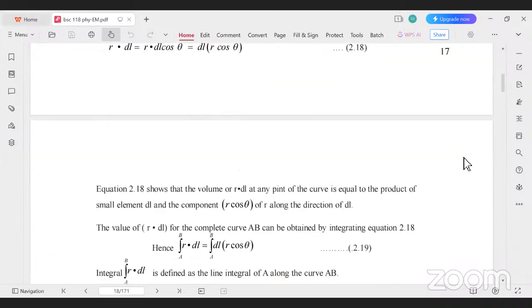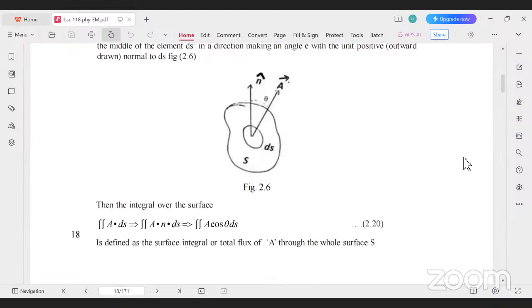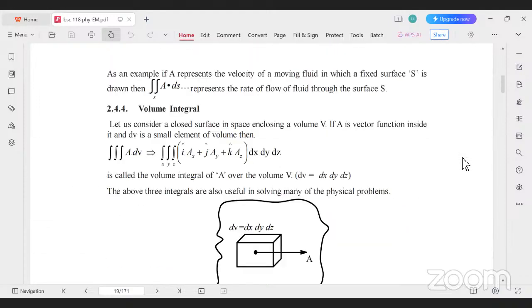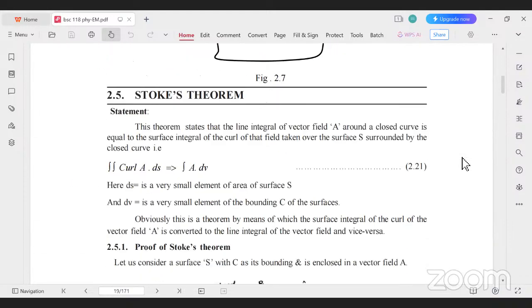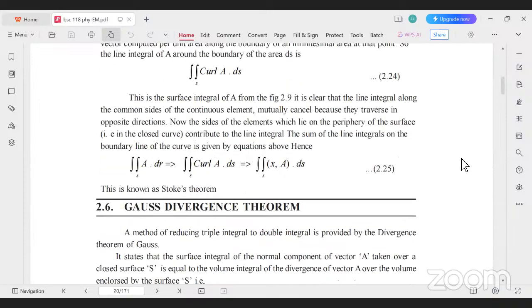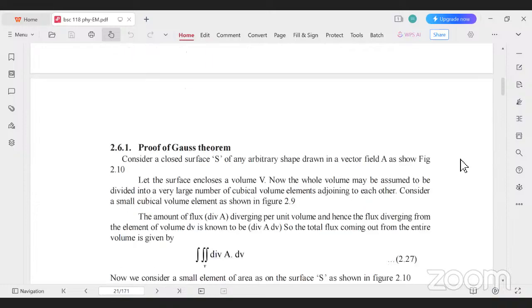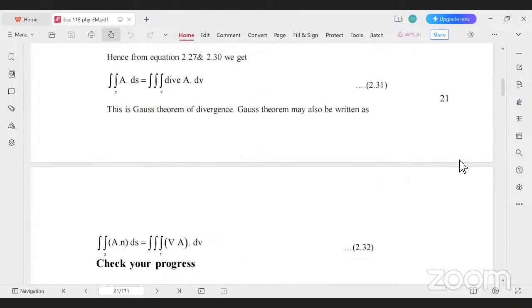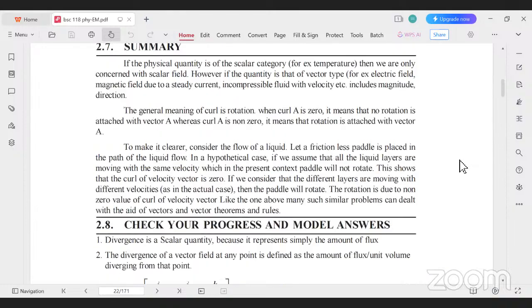Clear? Everybody? So, see you all in the next class. In the next class, I'll complete all this, Stokes theorem. Very simple. Divergence theorem. All easy, no need to worry.